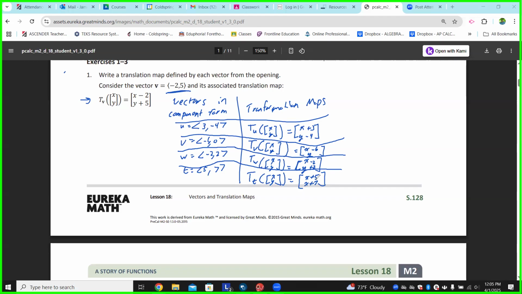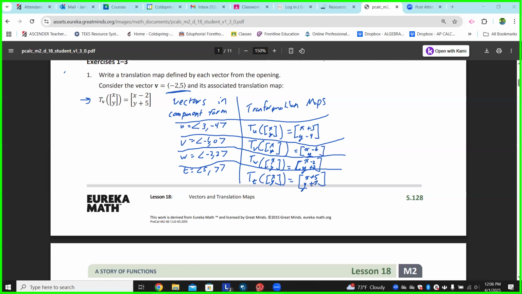Any questions on how to write it or read it? Yes. Did I not write, that's a 7. Oh, you're right. It's a y. Y plus 7 on the bottom. Good catch. Y plus 7. Any other catches I messed up on? Anything I need to clarify?